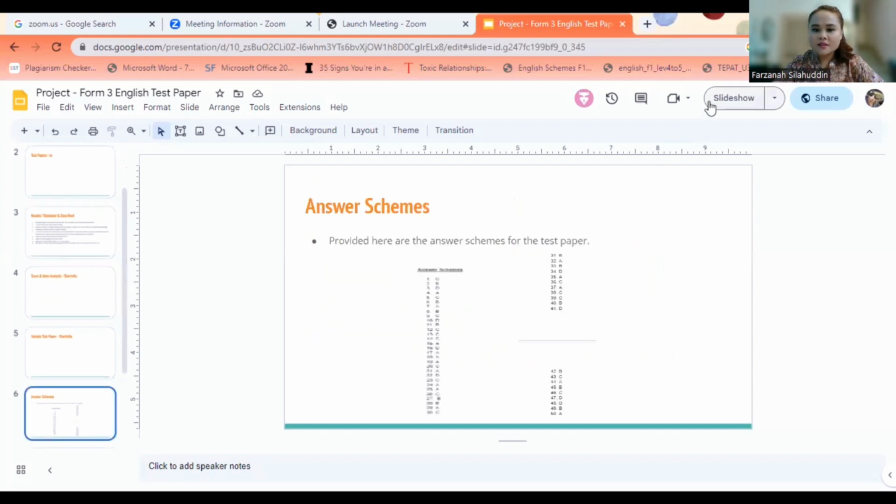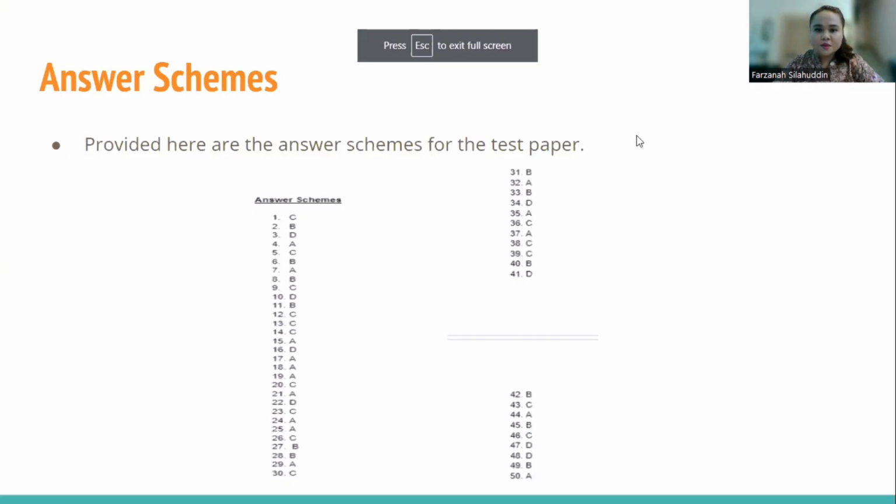Next is the answer scheme for our test paper. So the answer schemes are provided here. Okay, so this is the picture of the answer schemes of our test paper.